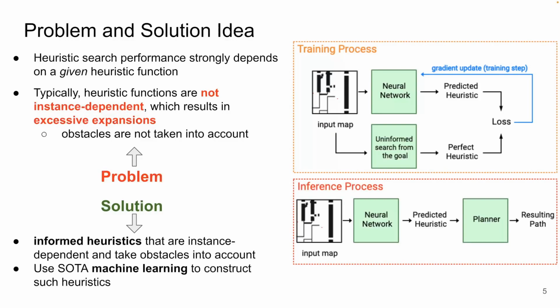Motivated by this, in our work we utilize state-of-the-art machine learning techniques in order to obtain an accurate approximation of the perfect instance-dependent heuristic function that takes obstacles into account. We utilized modern neural networks, namely transformers, for this. At first, we need to train the neural network using ground truth values obtained from the expensive uninformed search from the goal node. Then we can use predictions from the trained neural network to improve the basic search algorithm.